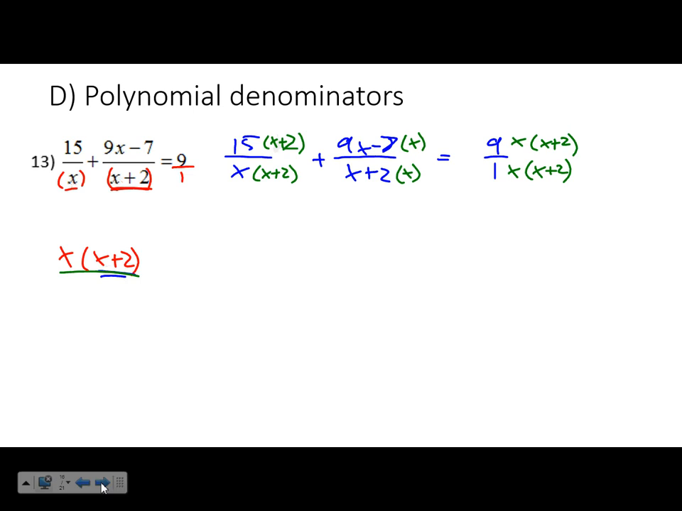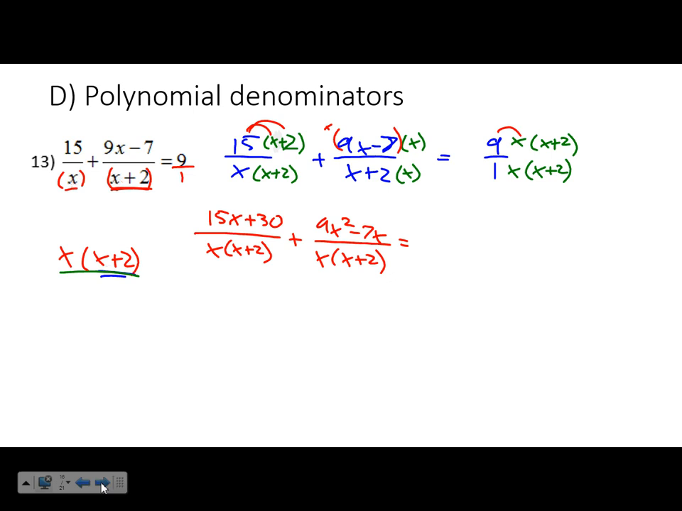So this first one I have 15 times x is 15x, 15 times 2 is 30, over x times x plus 2. Plus, now this one, again, you might want to put the x in front, might be a little bit better to distribute. But 9x times x is 9x squared minus 7x over x times x plus 2 is equal to, and then we have 9 times x.